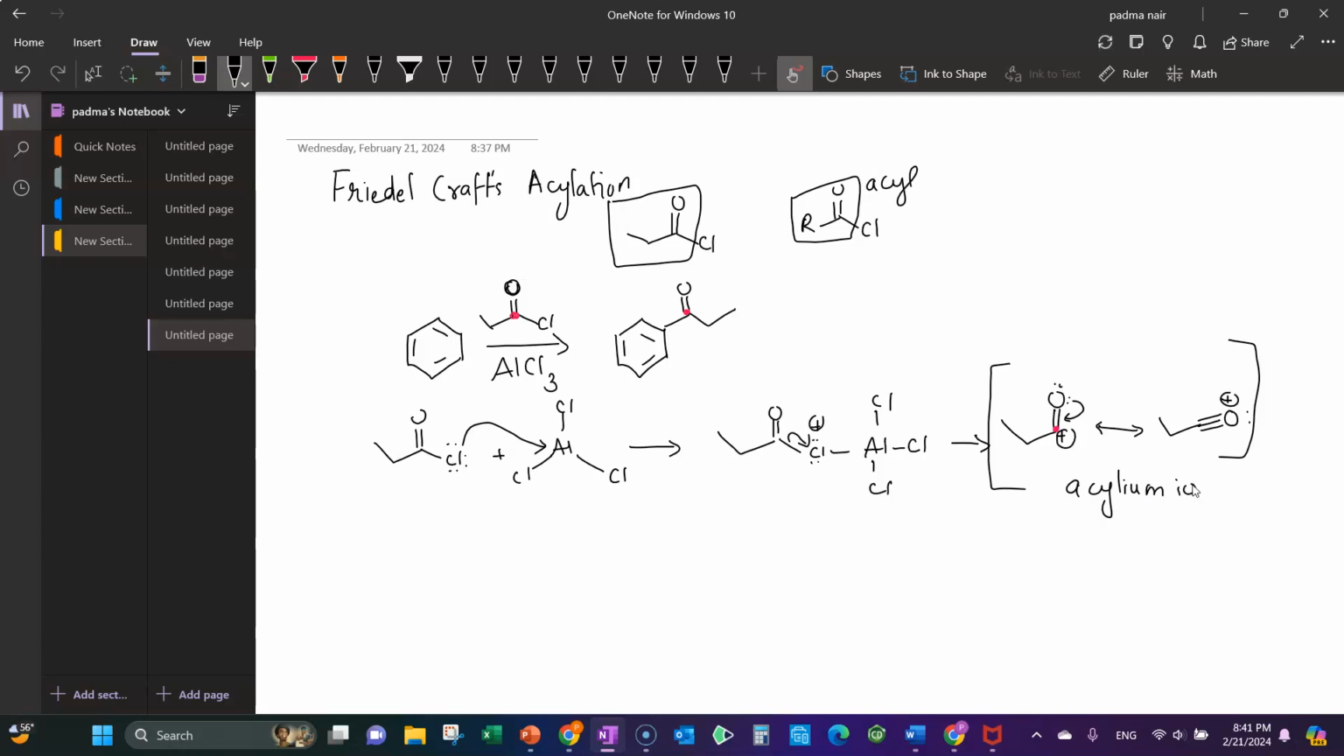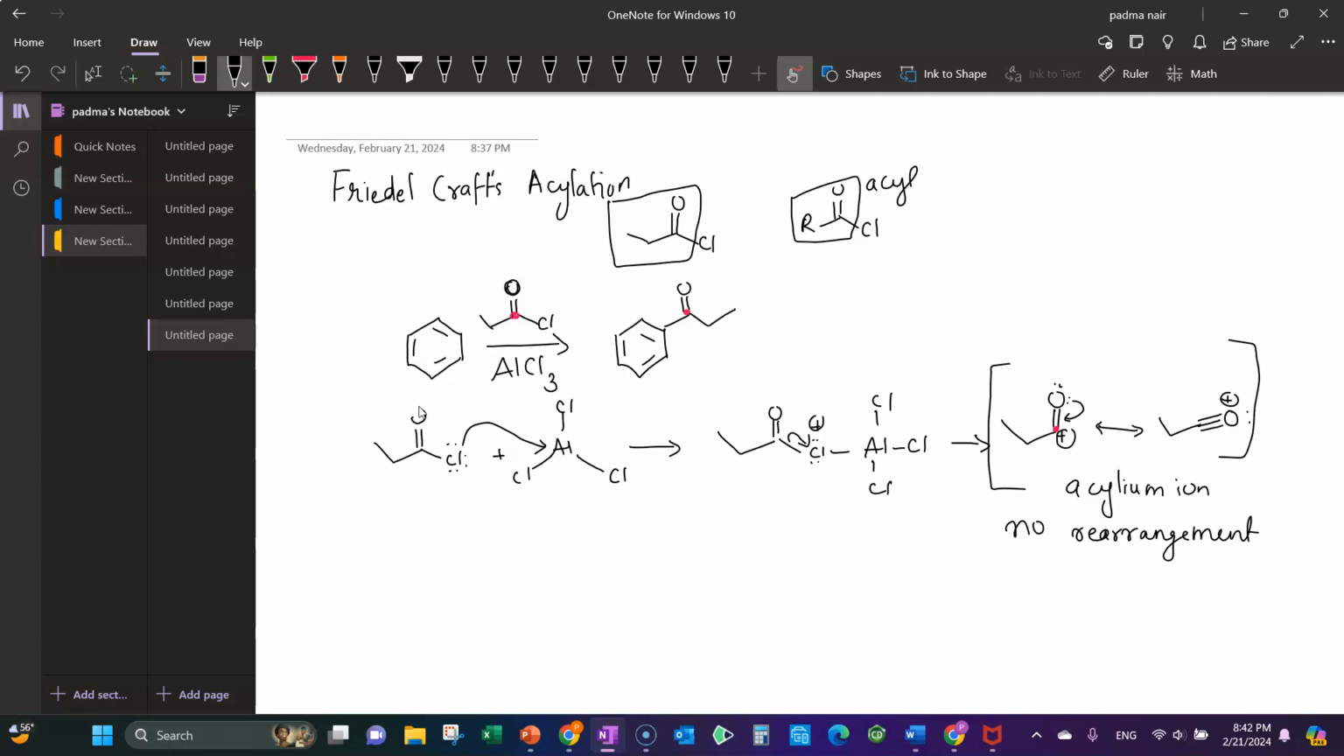Acylium ion is stabilized by resonance. All right. The other feature of this acylium ion is that it does not undergo rearrangement. No rearrangement in this case. Unlike in the case of an alkyl carbocation, where depending upon whether you have a secondary or a tertiary position available, rearrangements can happen. But in this case, there is no rearrangement. That is why we can safely perform the reaction with any number of carbon atoms and form a substituted benzene in this case.